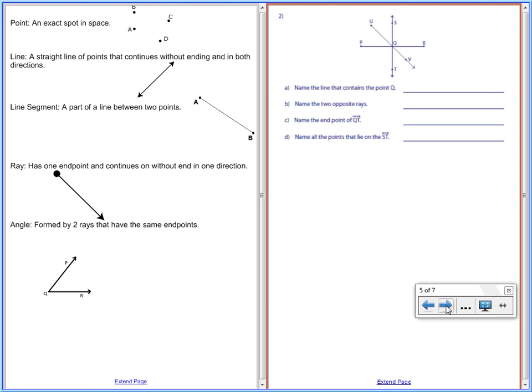All right, it says name the line that contains the point Q. Well, here's the point Q, and I'm looking for a line that has two arrows at the end of it. Well, if I go this way with Q and V, that's really just one big ray. It doesn't have two arrows. It has a point at one end and an arrow at the next. But if I look over here, this one has two arrows on each end. So Q is on line TS.